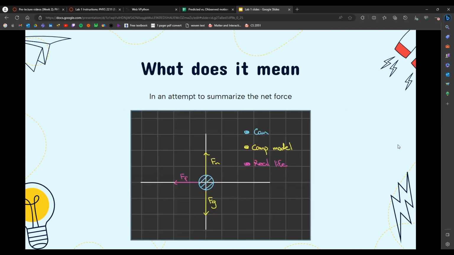Lastly, for what does it mean, summarizing the net forces, at least in the computational model, to reach a net force of zero, the force of gravity and the normal force would have canceled out. As a further thought question, in real life, because there was drifting and because there was indeed not constant velocity, there was definitely the force of friction playing a part. That is the end of my presentation.